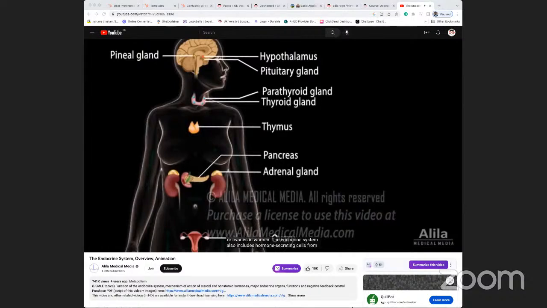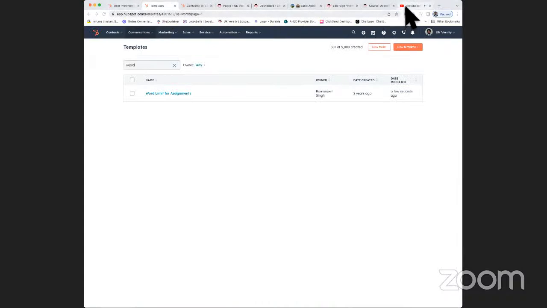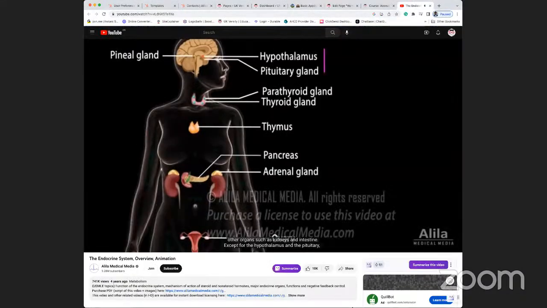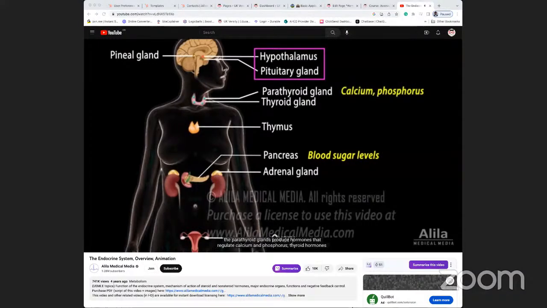The endocrine system also includes hormone-secreting cells from other organs, such as kidneys and intestines. Except for the hypothalamus and the pituitary, different endocrine glands are involved in different, more or less independent processes. For example, the pancreas produces insulin and glucagon that keep blood sugar levels in check. The parathyroid glands produce hormones that regulate calcium and phosphorus. Thyroid hormones control metabolic rates, while the ovaries and testes are involved in reproductive functions.